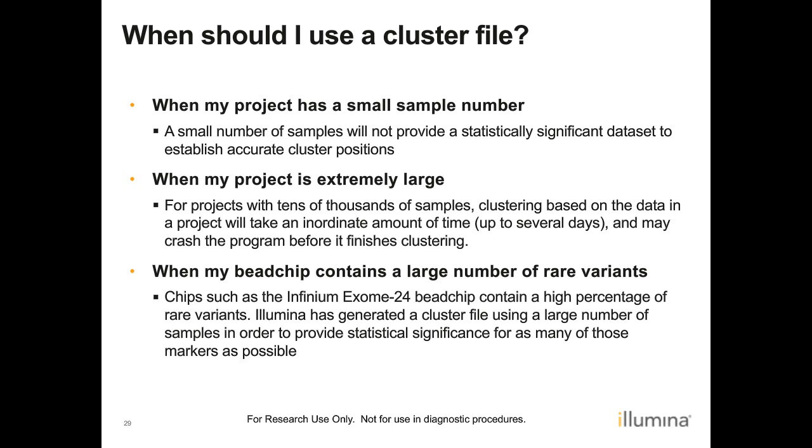You also may want to use a cluster file when your bead chip contains a large number of rare variants. Just the same way that a small sample number does not give you a statistically significant number of data points to calculate cluster positions, if most of the SNPs you're assaying are rare variants with very low minor allele frequencies, it would take a large number of samples to create a statistically significant representation for those rare variants in order to potentially capture the correct cluster positions for alternate SNP alleles.